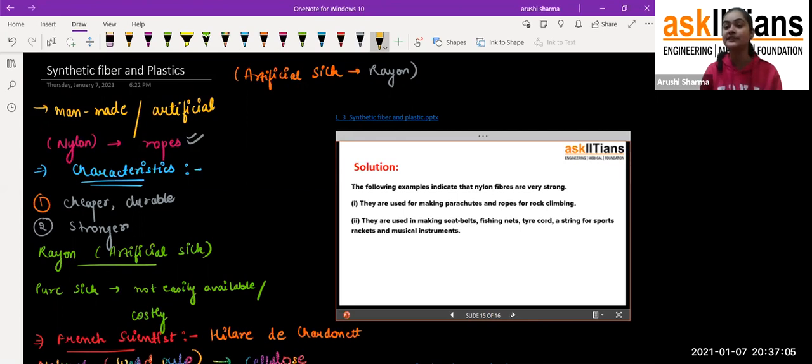In the very start of the session, I already mentioned that you can imagine the rope which we use to climb, how strong it must be. Because if it is not strong, how are you going to climb the rope? You will just fall down. So that is why, students, it is very strong in nature. We use it in rock climbing, parachutes, and even seat belts, fishing nets, string for sports rackets, musical instruments, so many things. So we can observe that nylon fibers are very strong in nature.